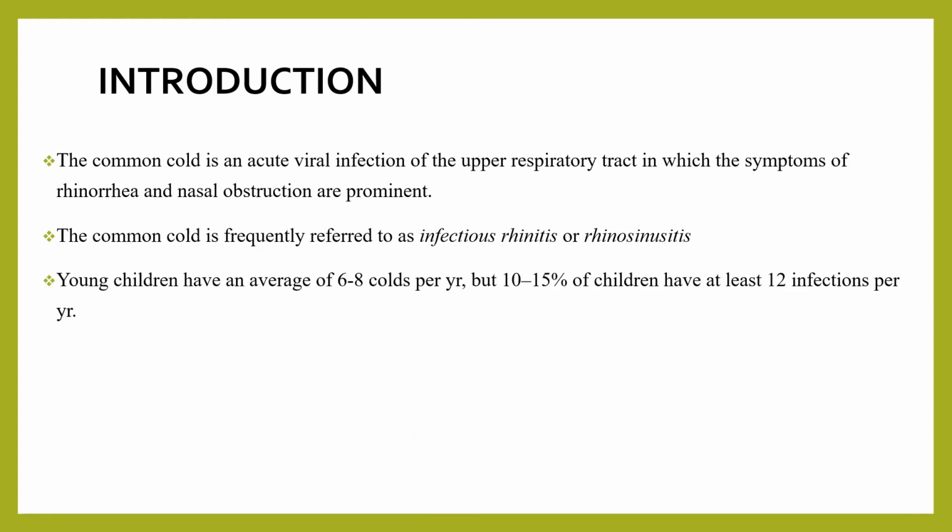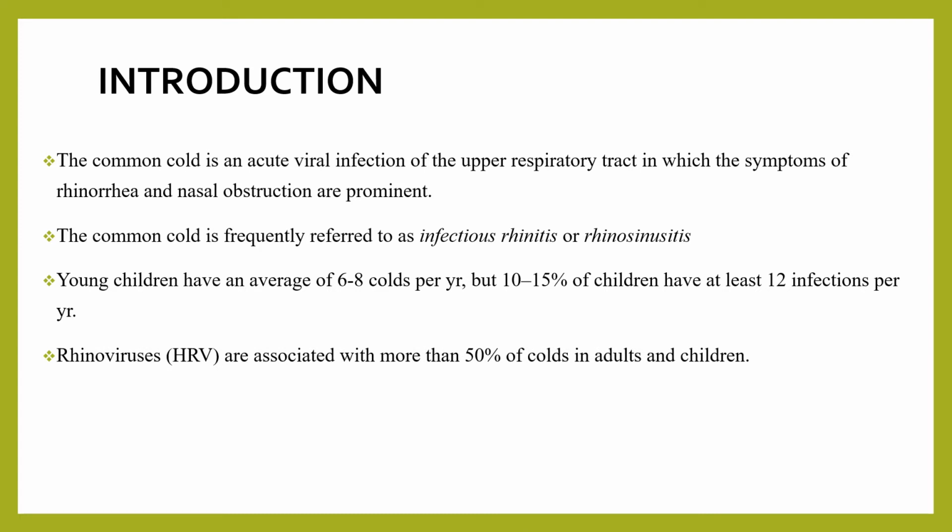Young children have an average of 6 to 8 colds per year, but 10 to 50% of children, or those who are unlucky, might have up to 12 infections per year. The incidence of the illness decreases with increasing age, with 2 to 3 illnesses per year by adulthood. And the incidence of infection is primarily a function of exposure to the virus.